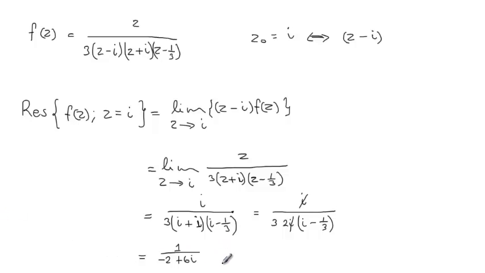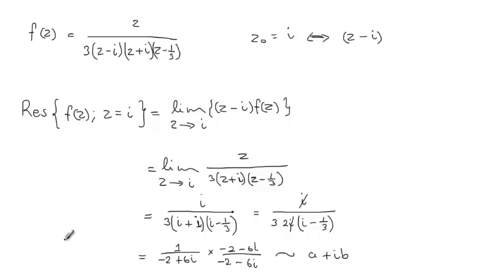Now, if we want to express this in rectangular form, remember we need to multiply this by 1 written in terms of the conjugate of the denominator. In other words, we multiply here by (−2 − 6i) over (−2 − 6i). And then this will migrate us to the form of a complex number, which is a plus ib. So you can simplify that for yourself.